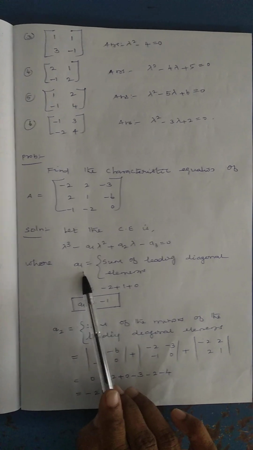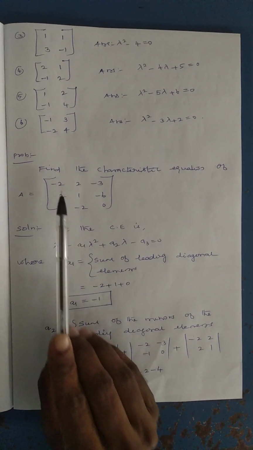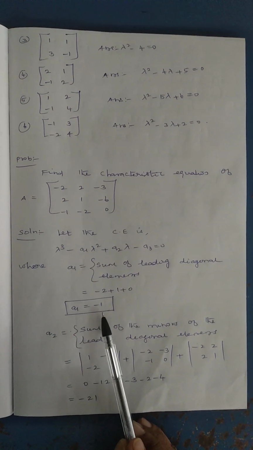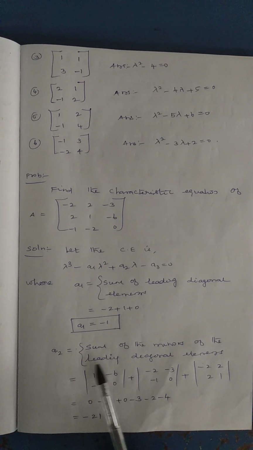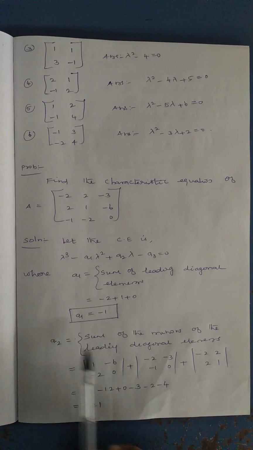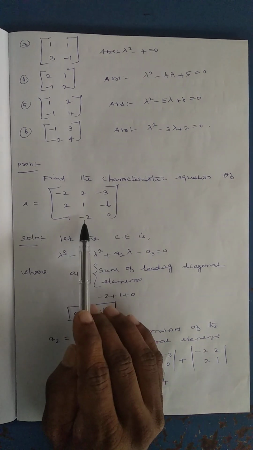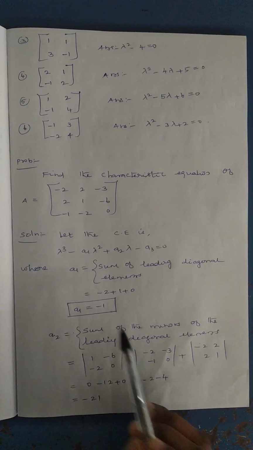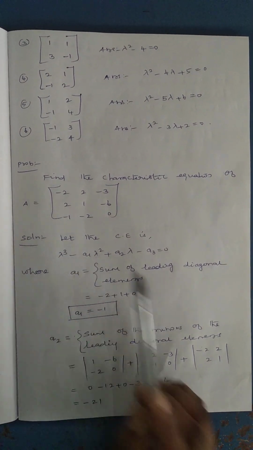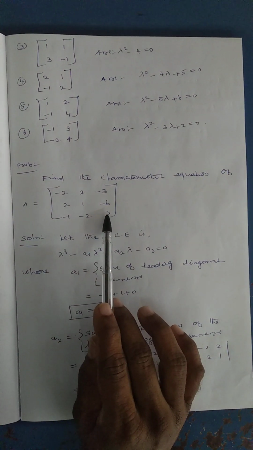Where A1 equals the sum of leading diagonal elements. The leading diagonal elements are minus 2, 1, 0. So A1 equals minus 1. Next, A2 equals the sum of the minors of the leading diagonal elements. The minor of minus 2 is determinant of [1 minus 6; minus 2 0], plus the minor of 1, determinant of [minus 2 minus 3; minus 1 0], and so on. These are the minors of the leading diagonal values.